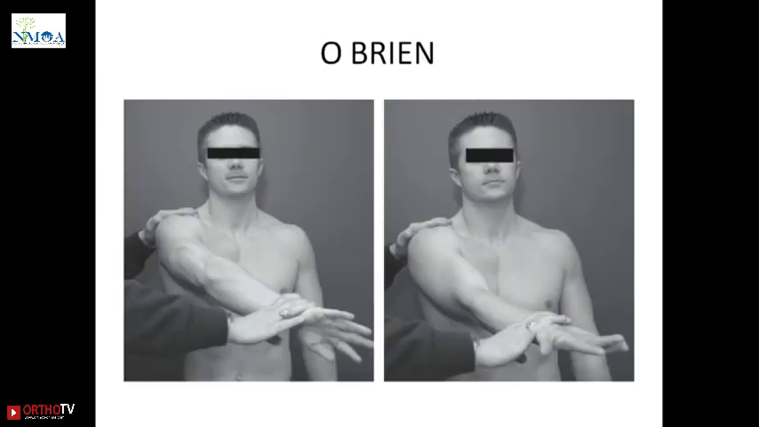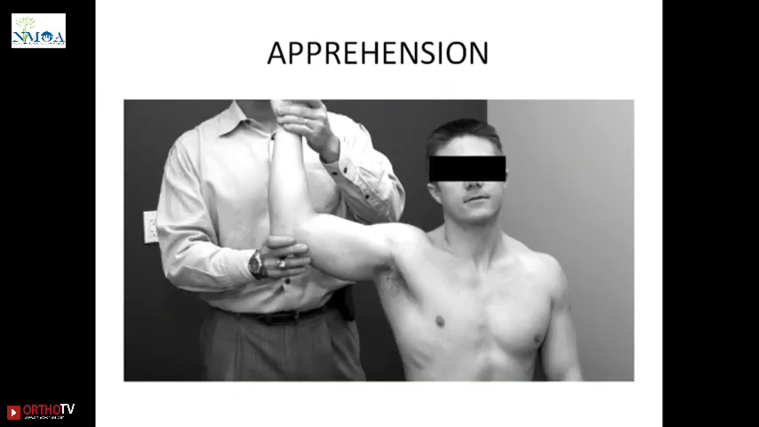a labral pathology. There is also the O'Brien's test, in which again the shoulder is forward elevated, adducted and internally rotated. The patient is asked to maintain this position in internal rotation, then a downward force is given. If there is pain which is alleviated when the forearm gets supinated, and the shoulder is externally rotated, then that is suggestive of a labral pathology. Not a very specific test.